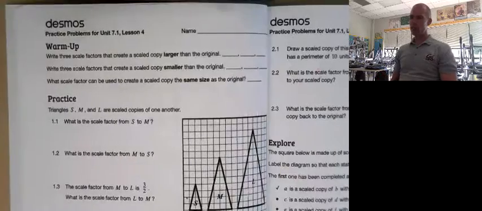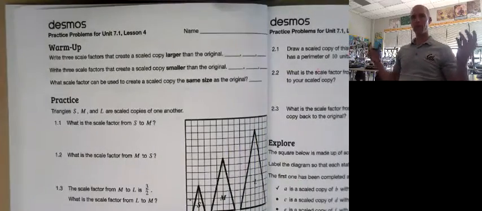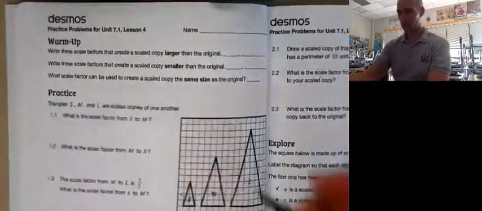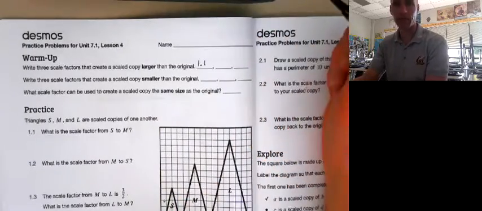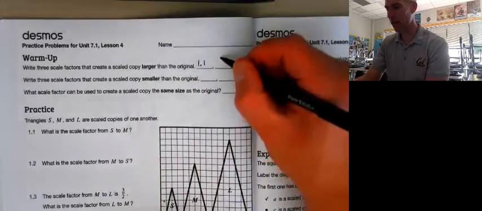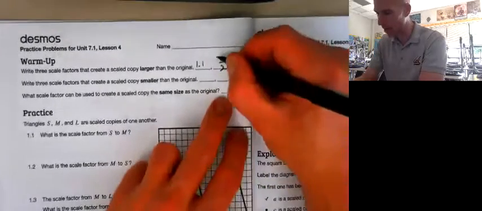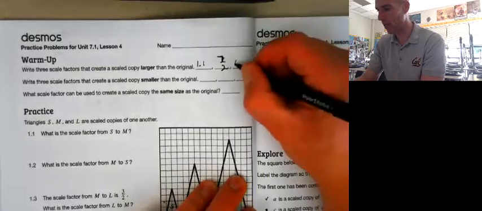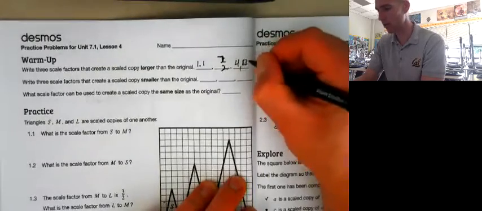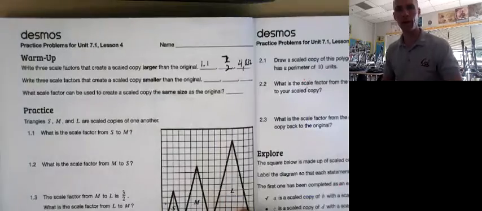So the warm-up says write 3 scale factors that create a scaled copy larger than the original. That would literally just be any number larger than 1. So I could pick something just barely bigger than 1, like 1.1. I could use a fraction that's bigger than 1, maybe like 7/2. Sorry, my handwriting got all bad there. And then I could pick a really big number if I want to, maybe like 4,832. Any numbers you choose to put here that are bigger than 1 are going to work out.